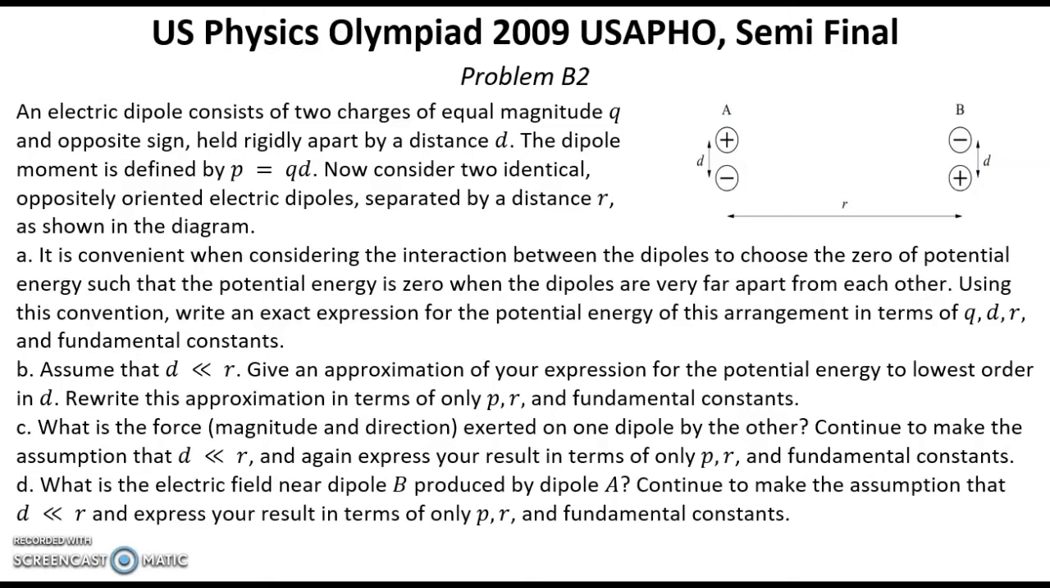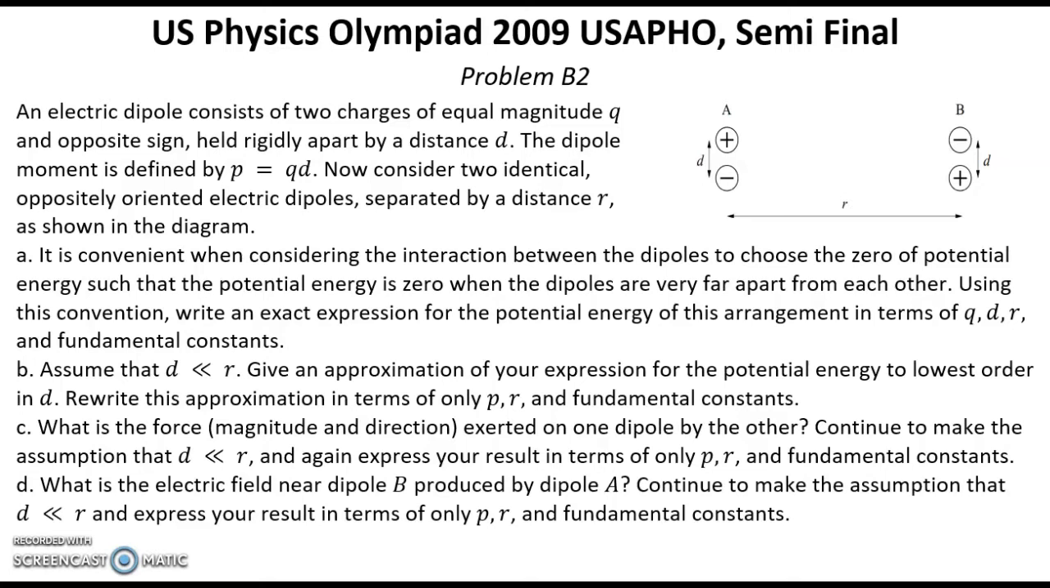Question C. What is the force, magnitude and direction, exerted on one dipole by the other? Continue to make the assumption that d is much less than r, and again express your result in terms of only p, r, and the fundamental constants.